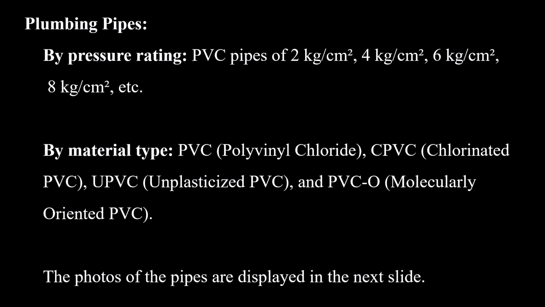By material type, PVC, polyvinyl chloride, CPVC, chlorinated PVC, UPVC, unplasticized PVC, and PVCO, that is molecularly oriented PVC. The photos of the pipes are displayed in the next slide for your reference.